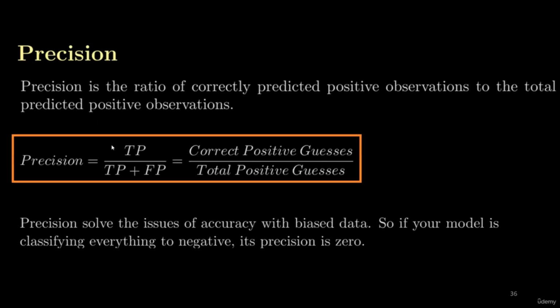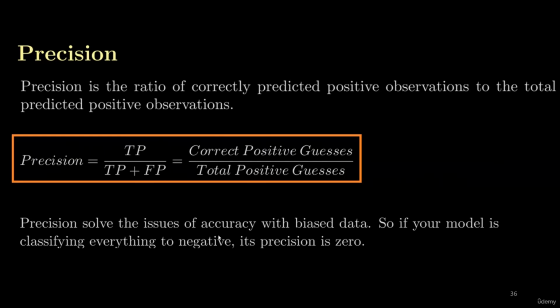So what is precision? Precision is the ratio of correctly predicted positive observations to the total predicted positive observations. Here, there are total positive guesses and we ask how many of them are correct. This is the ratio of precision. In precision, the numerator is the true positive and the denominator is the sum of true positive and false positive. The sum of these two quantities is the total positive guesses, and how many of them are correct gives us the value of precision.